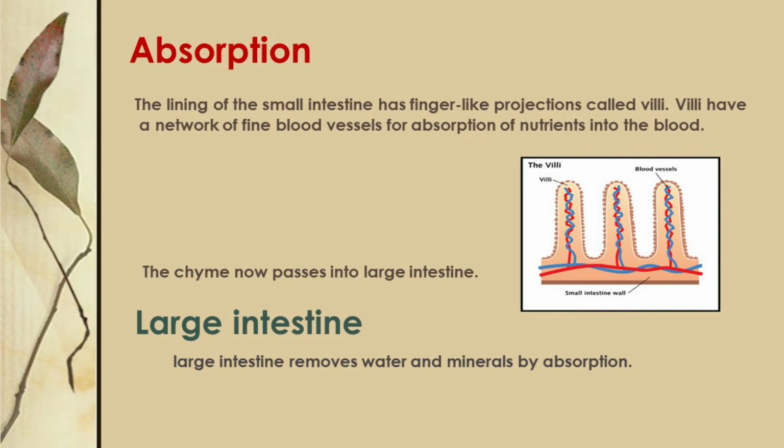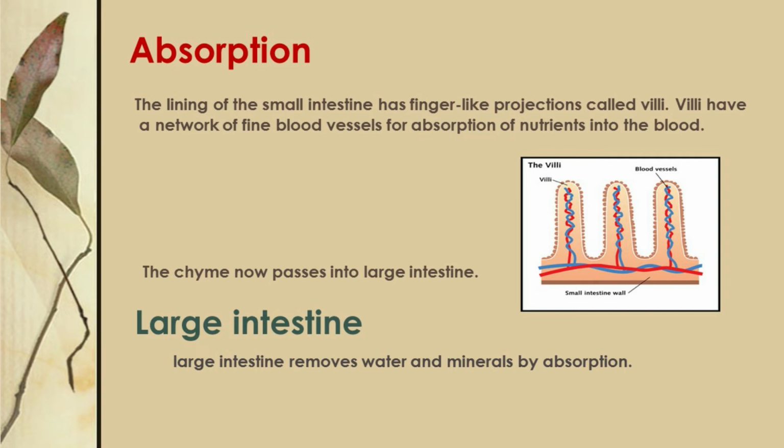After the complete digestion of the food, absorption of the food takes place. The inner lining of the small intestine has finger-like projections. Those projections are known as villi. The villi have a network of fine blood vessels that helps in the absorption of the nutrients. The nutrients are absorbed into the blood that is passing through the blood vessels of the villi.